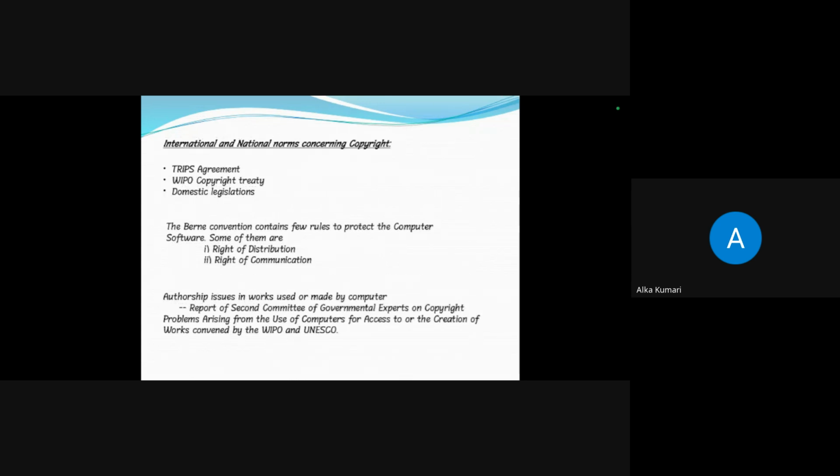So what are the international and national norms concerning copyright protection with regard to computer systems? There are two instruments, the TRIPS agreement and the WIPO Copyright Treaty. These two again deal with copyright protection. The TRIPS agreement clarifies that a computer program, whether in source or object code, is protected, while the WIPO Copyright Treaty expresses that such protection applies to computer programs, whatever the mode or form of their expression. So there is a thin line between the Berne Convention, the TRIPS agreement, and the WIPO Copyright Treaty.